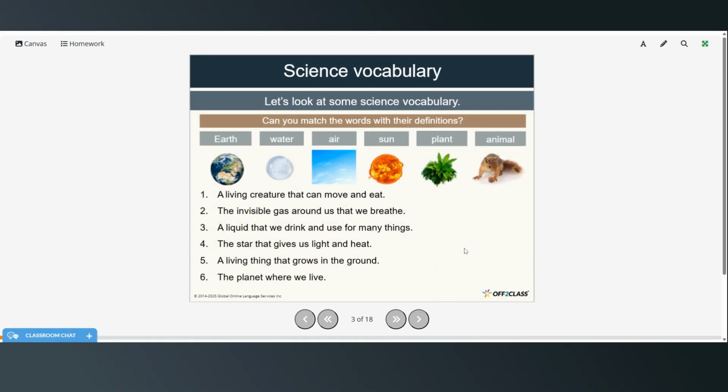So let's look at some science vocabulary and see if you can figure out which of these words match with each sentence. You can pause the video and try that on your own, and then restart when you're ready to check your answers.